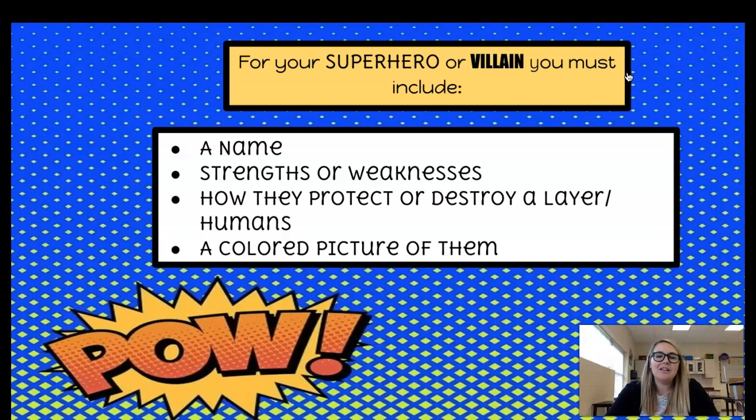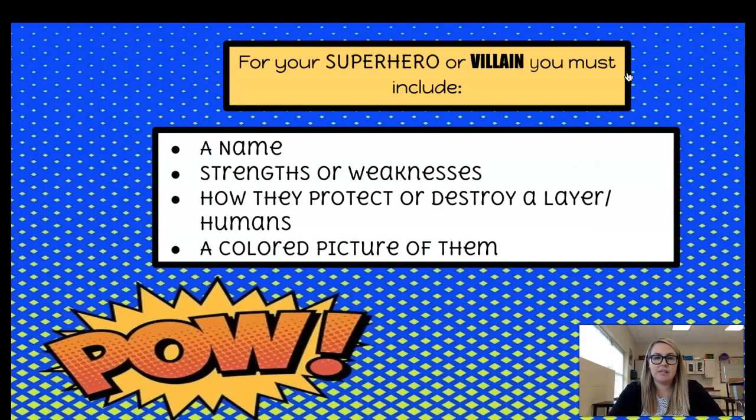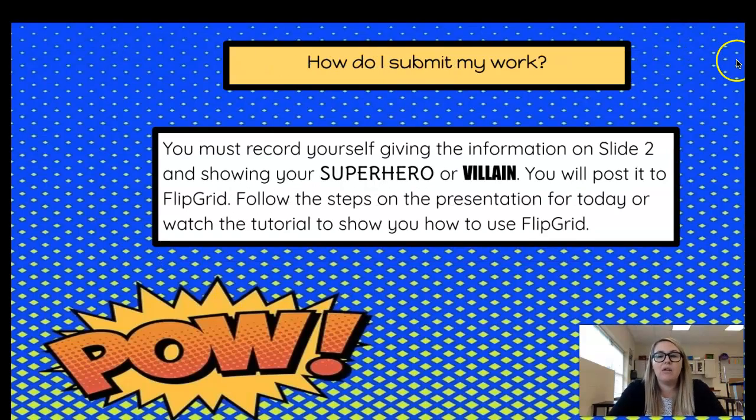So how you're going to get this information across to us is you're going to be using FlipGrid. Okay? FlipGrid is a program where I'll give you a link, you click on it, and you can add a recording to my topic. So the topic will be atmosphere. You can add a recording to atmosphere, and in your recording, that's when you're going to cover these things. So what you've named it, its strengths or weaknesses, how they can protect or destroy, and then a colored picture of them. So you'll hold up your picture and describe your superhero or villain by using FlipGrid.